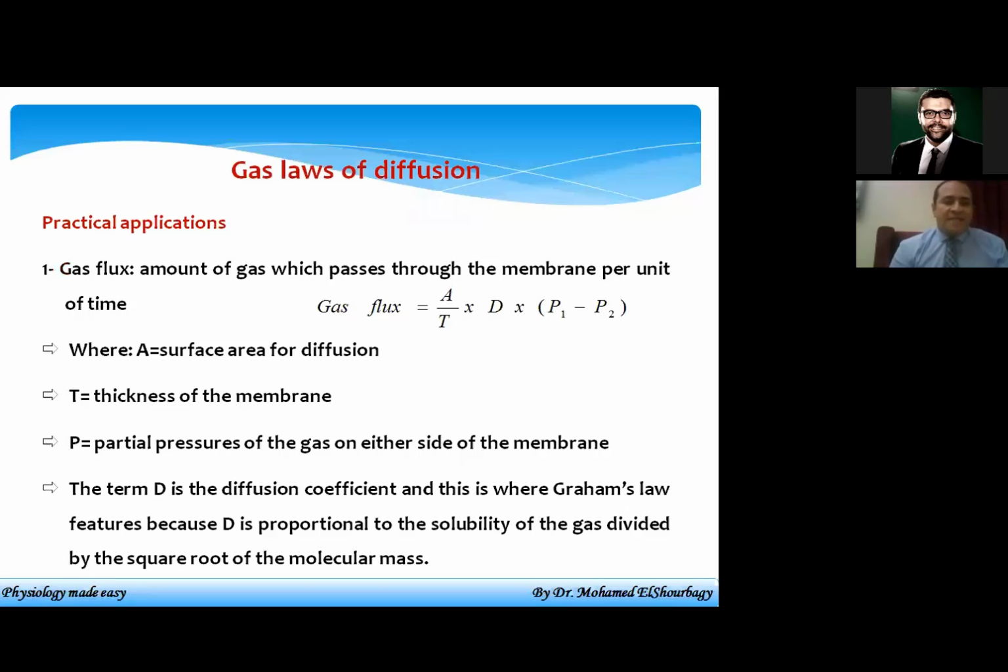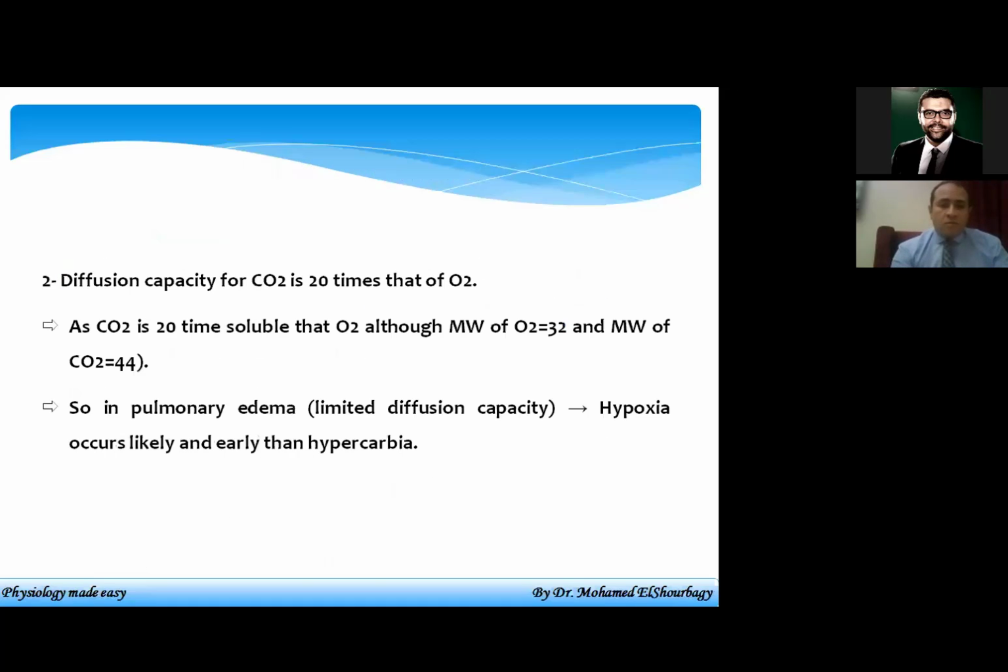Number one, what's called gas flux. Gas flux is the amount of gas which passes through a membrane, like the alveolar membrane, per unit of time. Gas flux will be A over T, multiplied by D, multiplied by the pressure difference. Where A is the surface area for diffusion, T is the thickness of the membrane, and P is the partial pressure of the gas on either side of the membrane. The term D is the diffusion coefficient, and this is where Graham's law features, because D is proportional to the solubility of the gas divided by the square root of the molecular weight.